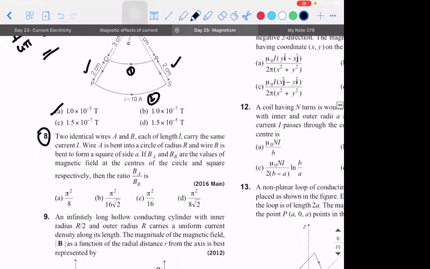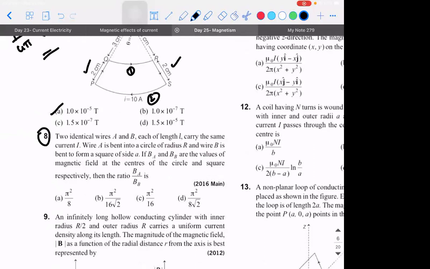So one last problem. Tomorrow we'll start with Ampere circuit to galvanometer, and then we'll go to the next concept, magnetism. See, the other chapters will not take this much time. They are all small only. But this one is a little big chapter.